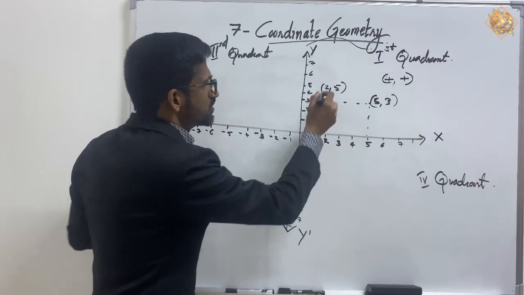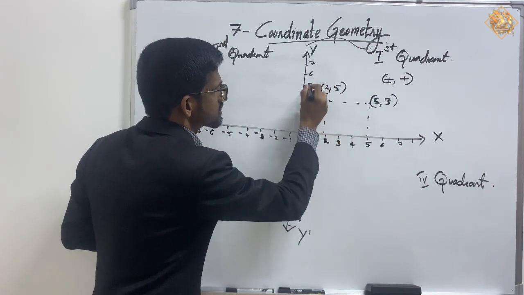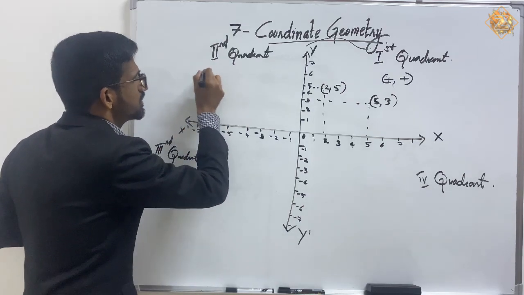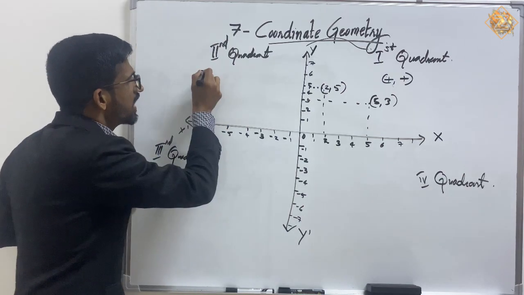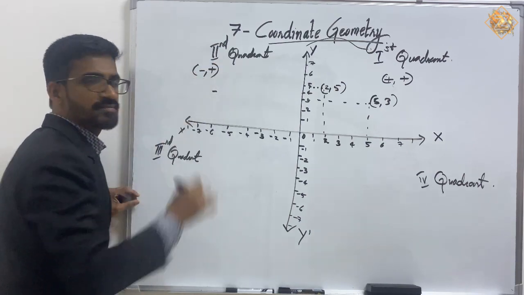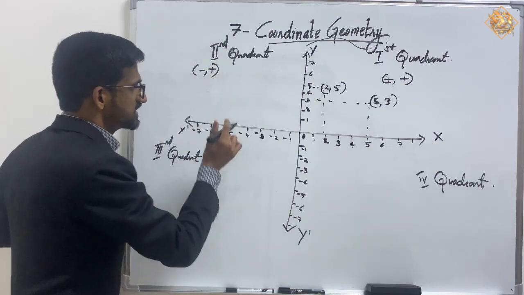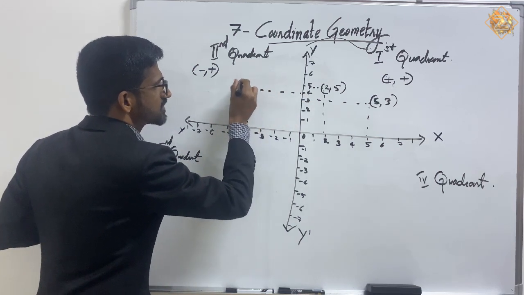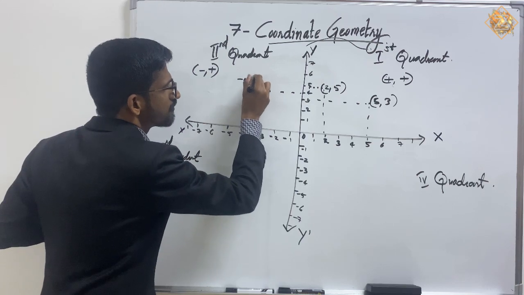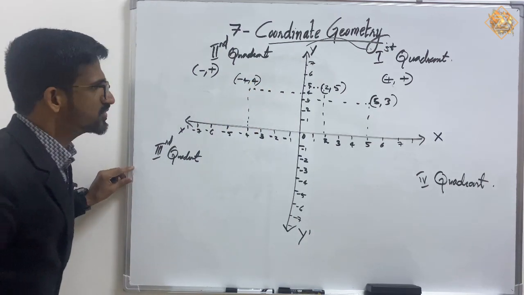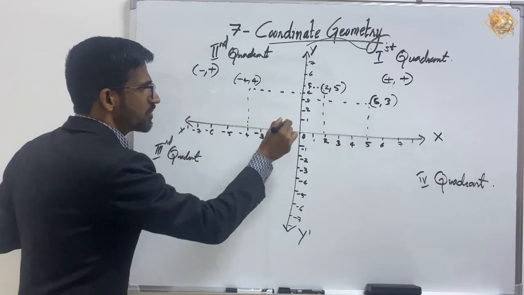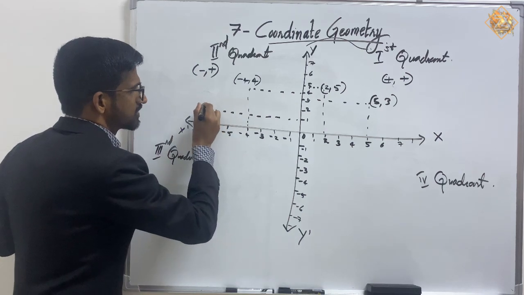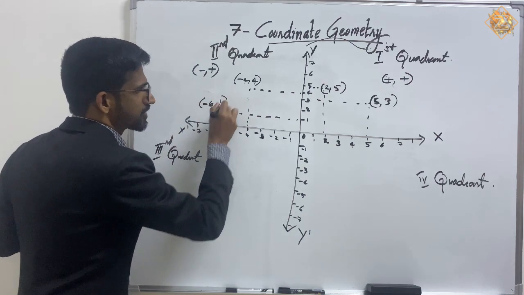Whereas in the second quadrant, x will be negative and y will be positive. If you are taking any point, if you take x as -4 and y positive 4, we will denote it as (-4, 4). Next point, if you are taking (-6, 1), that is -6 and from here 1, that is (-6, 1).